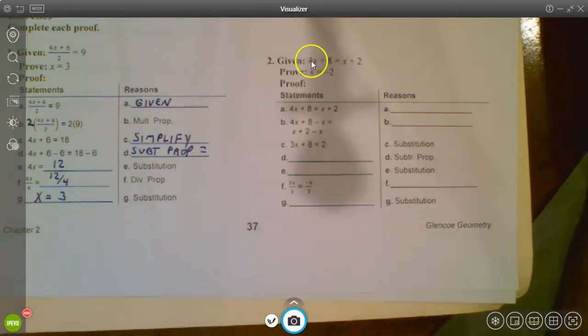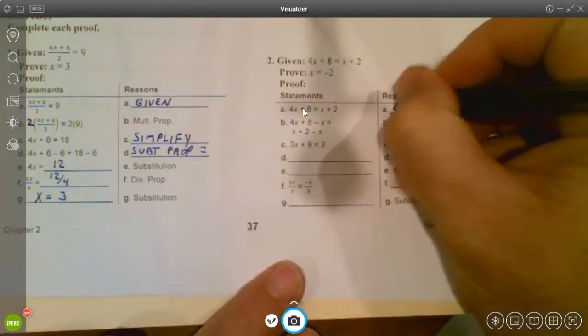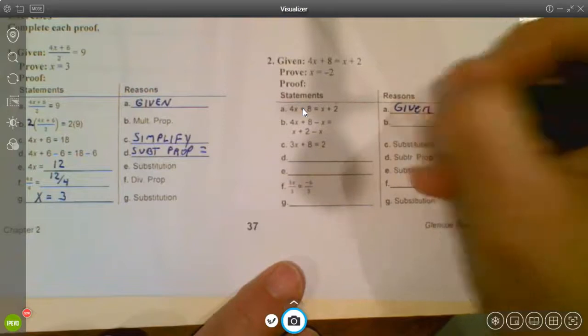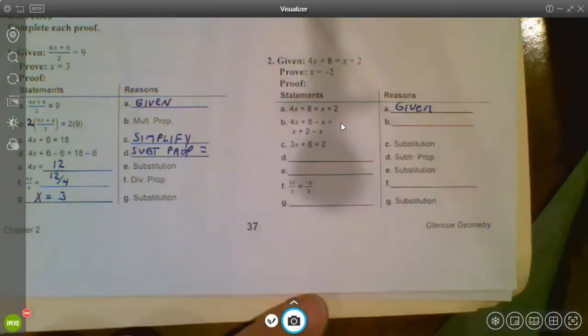Again, we will always start with the given. So that has been written here, and we will always give the reason for that as given. So where do we go from here? There are multiple things you could do from here. So if this was not a fill-in-the-blank proof, then there could definitely be more than one right answer for this. But right now, we're going off of what they wrote.